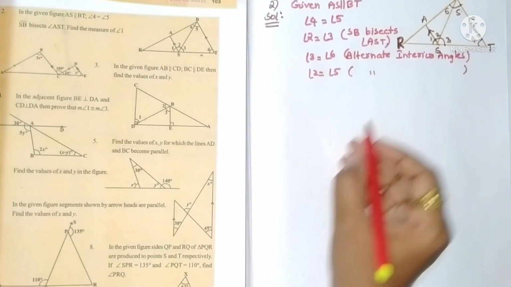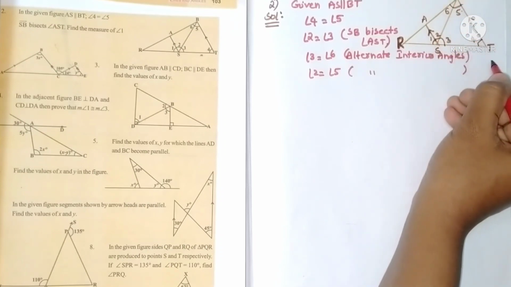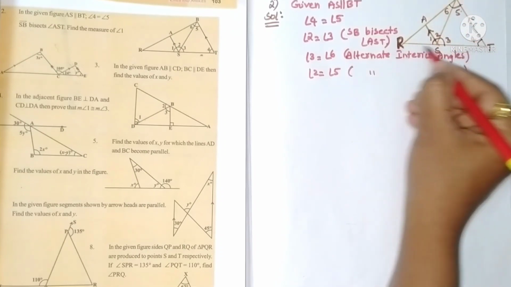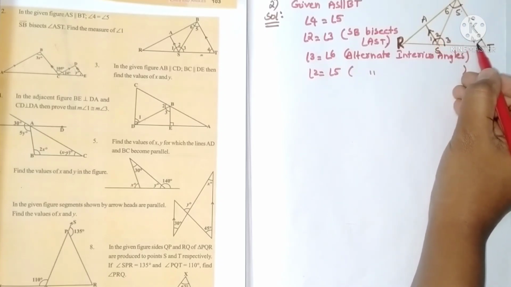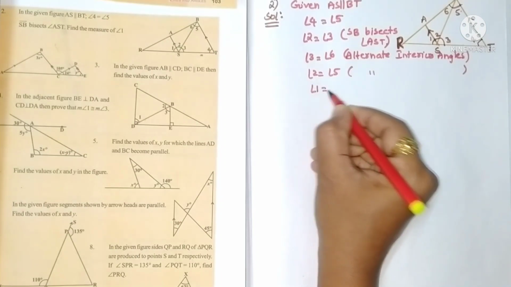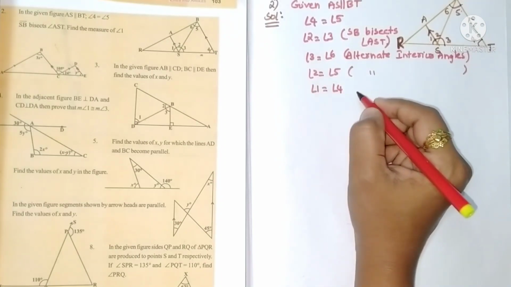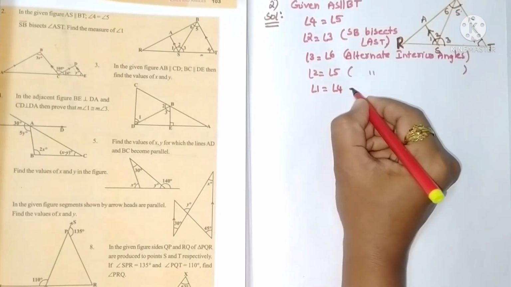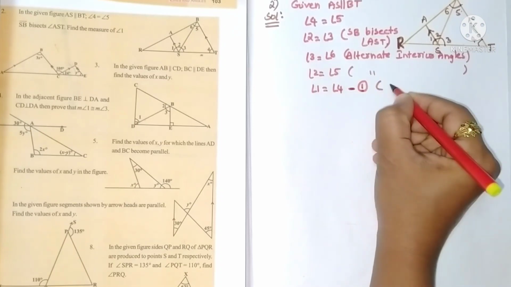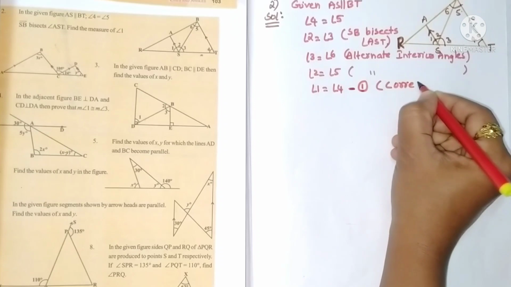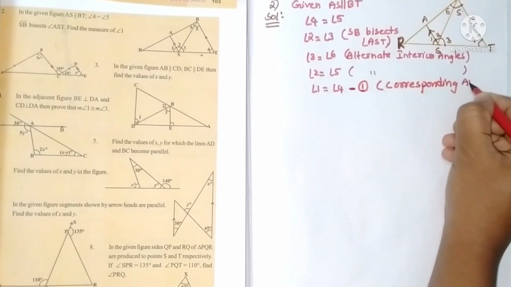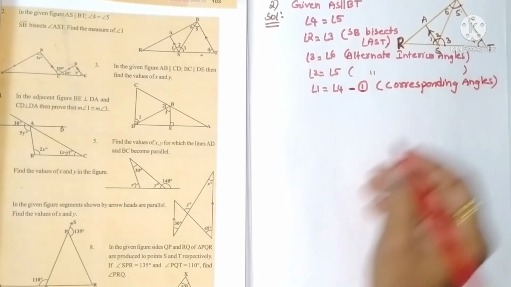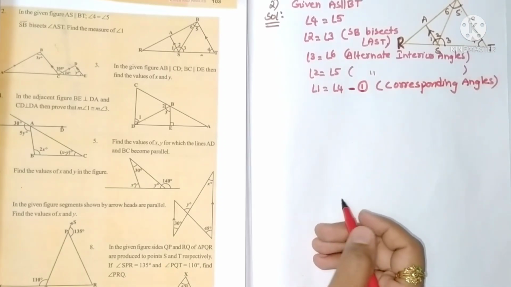Next, these two lines are parallel and this is the transversal line. One is exterior, the other is interior, so these are corresponding angles, right? So angle 1 equals angle 4. I am calling this equation 1. The reason here is corresponding angles.